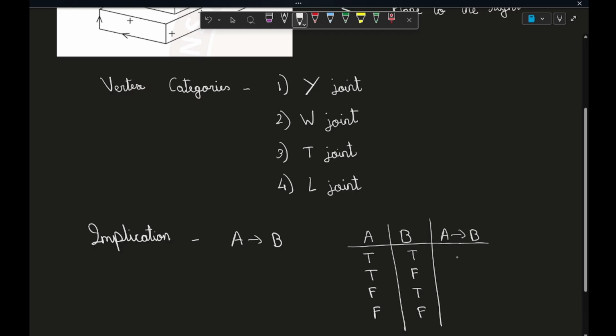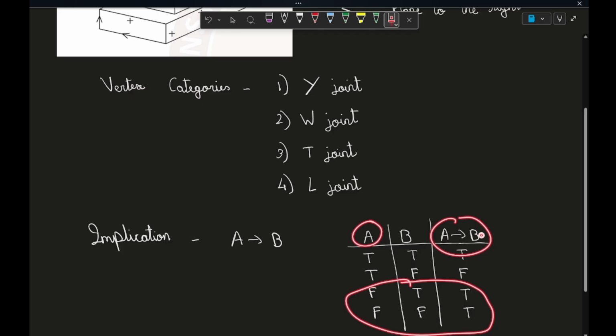So if A and B both are true, the implication is true. If A is true but B is false, the implication is false. But if A itself is false, then the implication is true. Okay. This part has always confused me, why whenever A is false, the implication itself becomes true. But I'm not sure about that. I'll have to look that up.